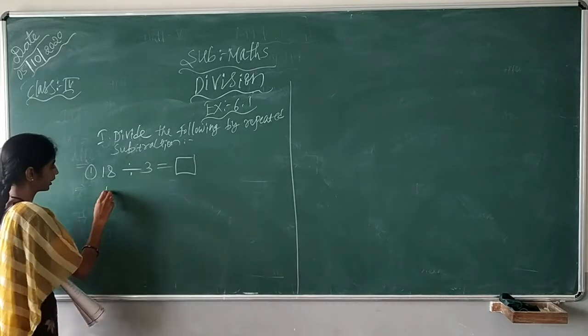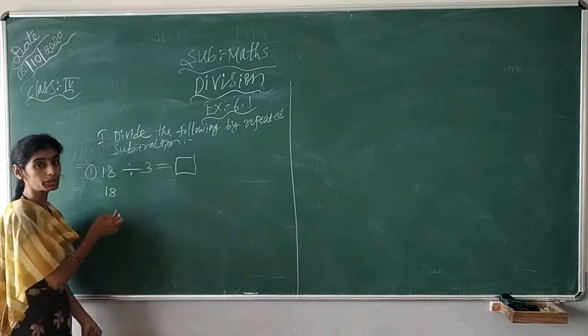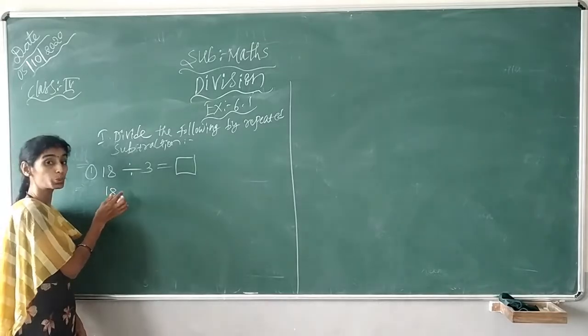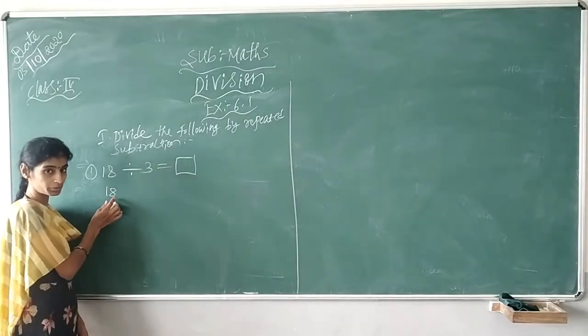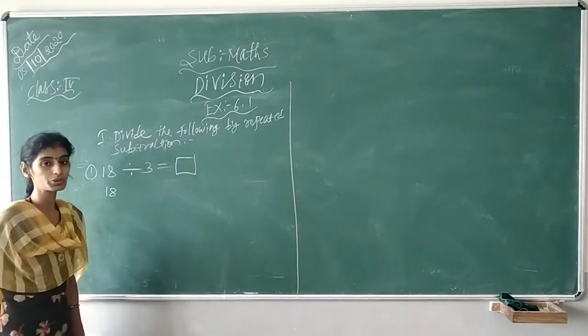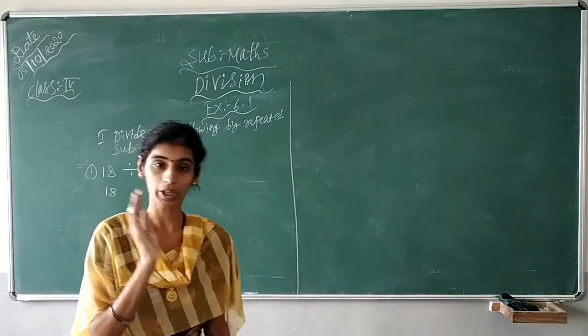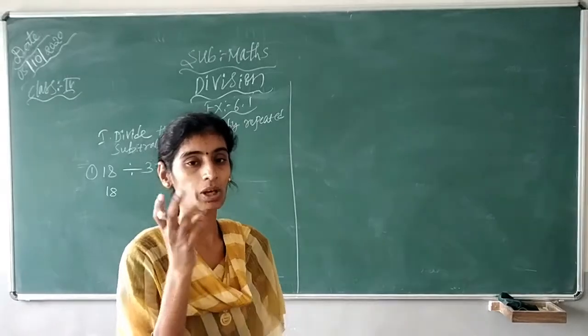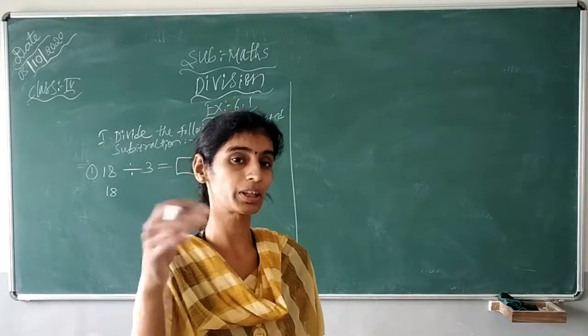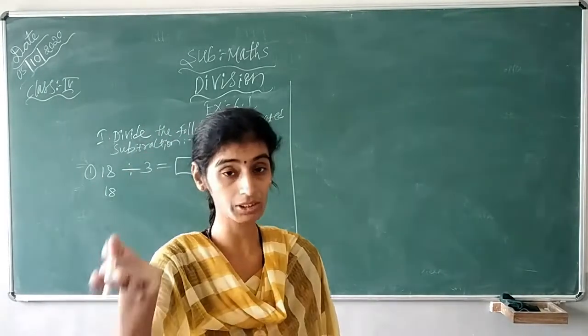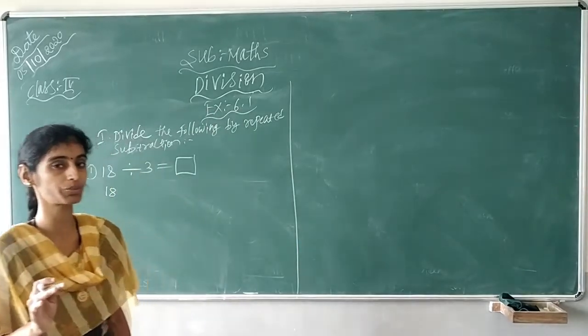They have given 18. Assume that you have 18 books and each day you have to read 3 books. So the total books with you now is 18, and for one day you have to read 3 books. Again the second day, 3 books, again the third day, 3 books. You have to read in such a way.